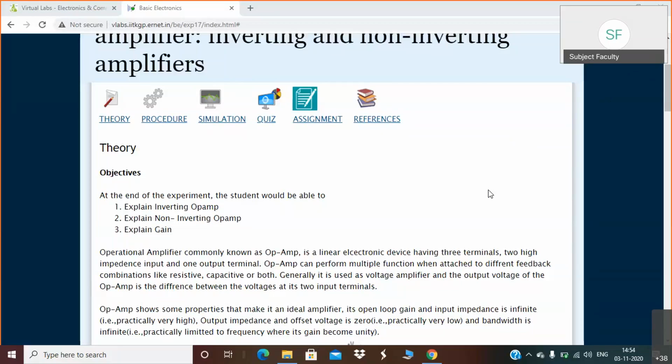Two PDFs will be generated, one is non-inverting and another one is inverting. Keep the inverting and non-inverting amplifier names as they are, and write your roll number, renaming it with your roll number. For example, if your roll number is 20, then 20 inverting amplifier, 20 non-inverting amplifier. You have to rename like that, and you can send it to me on WhatsApp, or you can also mail it.